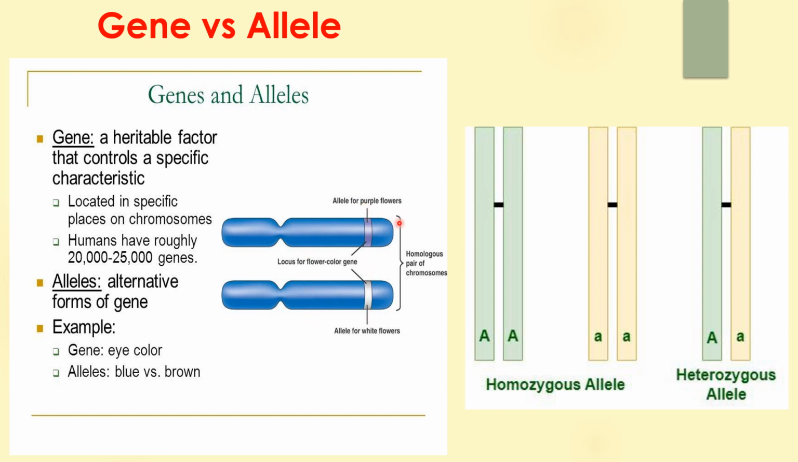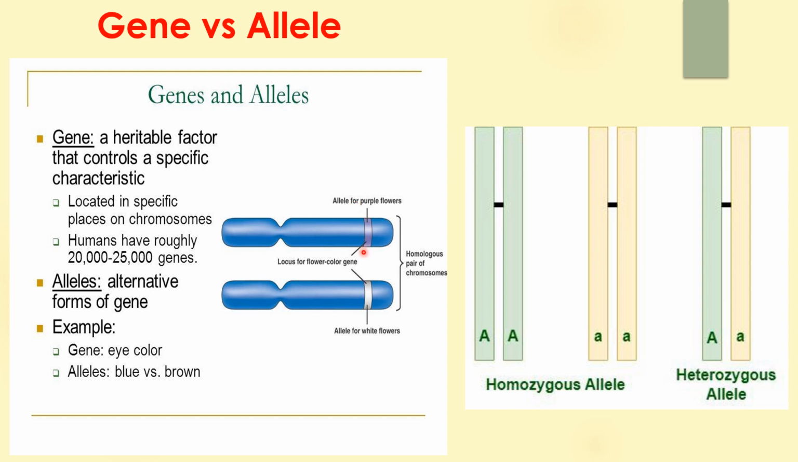These two are a homologous pair of chromosomes. Say, for example, the gene responsible for flower color is present here. Now the flower may be a purple one, maybe a white one, or a light purple one. Three options may be there. So if the outcome is a purple flower, that means this allele is expressed. The allele for purple color is expressed. That's the dominant gene. This allele is expressed.